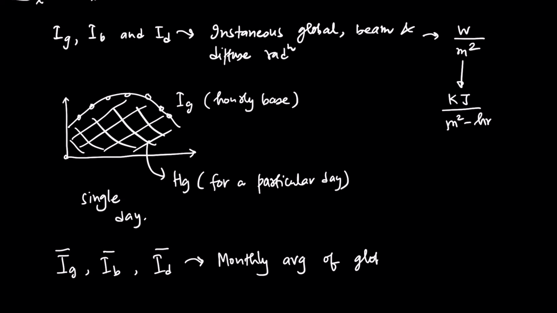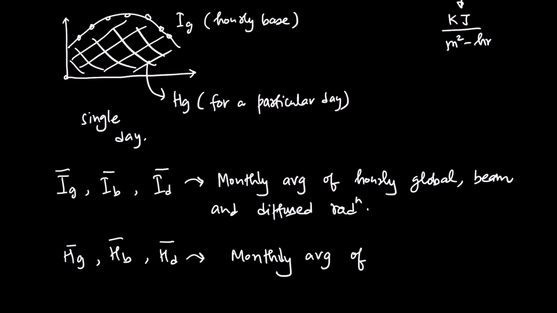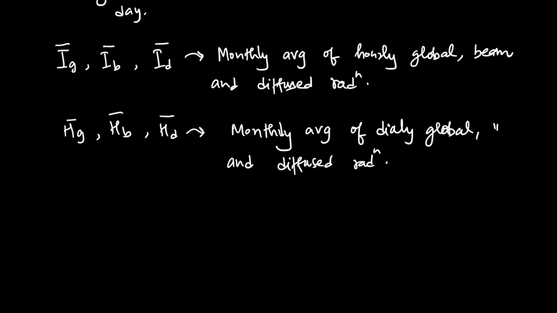Okay, and these are monthly average of hourly global, beam and diffuse radiation. Similarly, Hg bar, Hb bar, and Hd bar, they are monthly average of daily global, beam and diffuse radiation. Okay, now what is Ig bar?